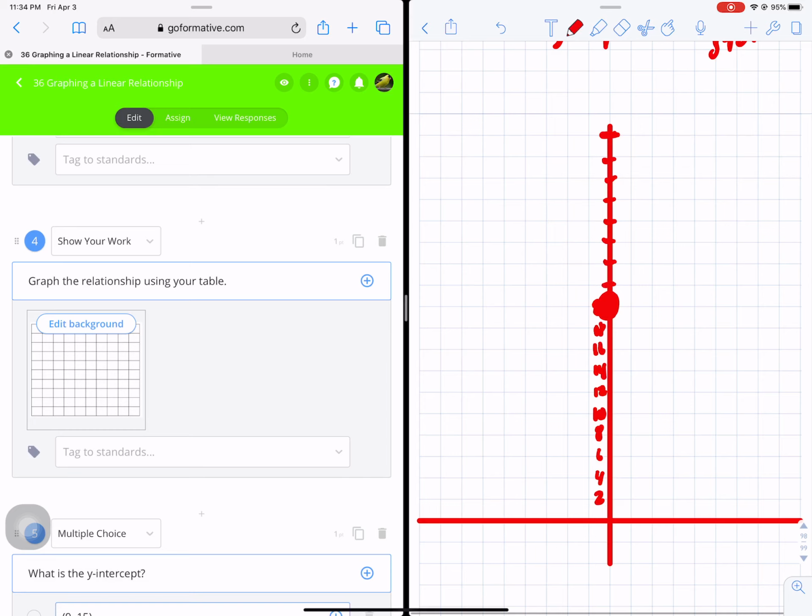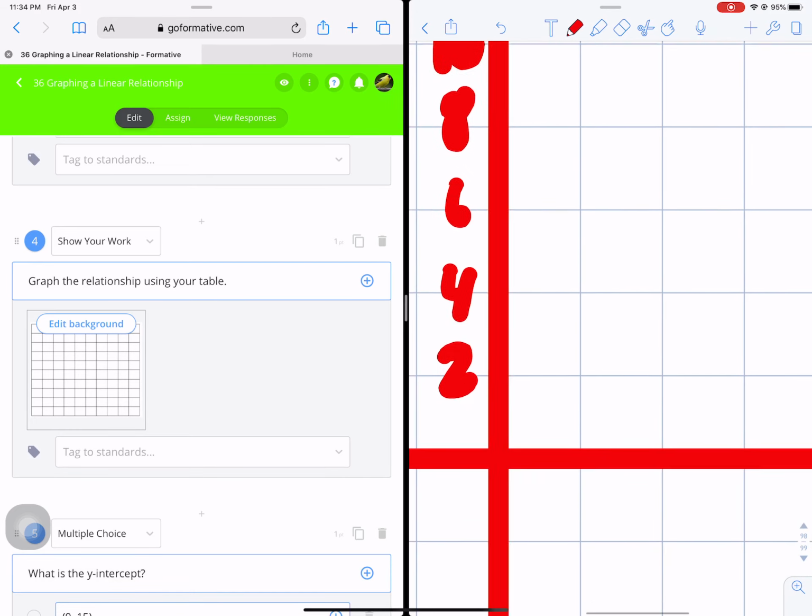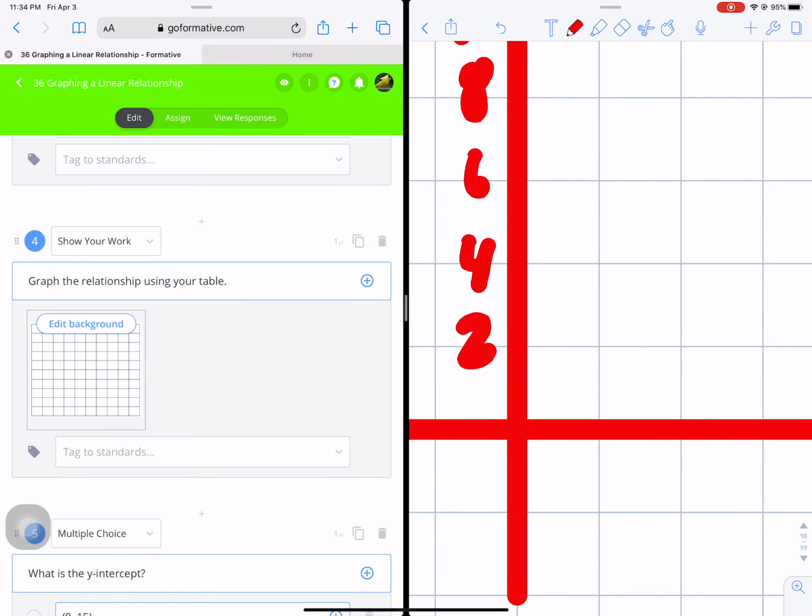And because I chose to count by 2s, this is a common graphing mistake. Students will count by 2s one way, but then when they go this way, they'll count by 1s. And I don't recommend that. So if you're going to count by 2s, count by 2s, which means my 1 is actually here.